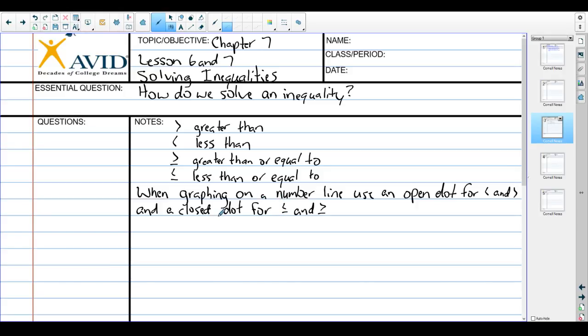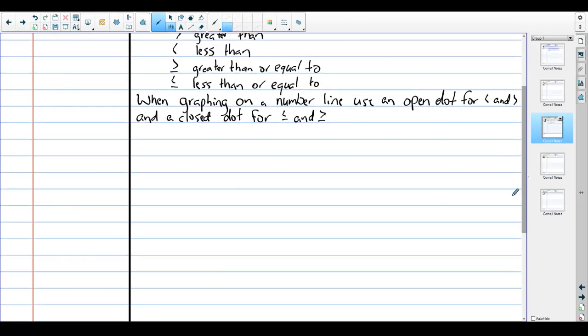So this is one of the 2 big things that's new. What we're doing is how to graph it on a number line. So we're going back to putting things on number lines. And then the other thing we'll get to in example number 5. Okay, we're not on example 5, we're on example 1.